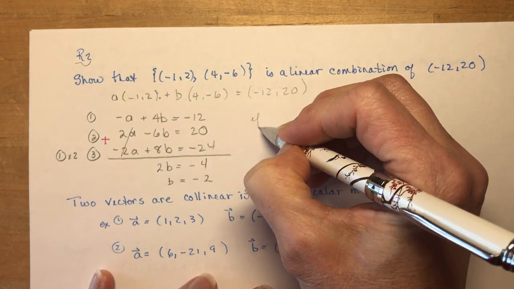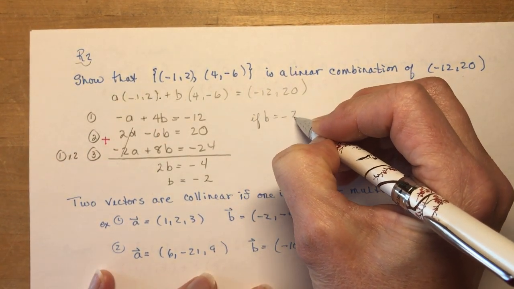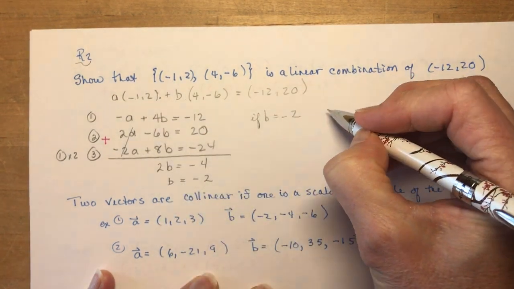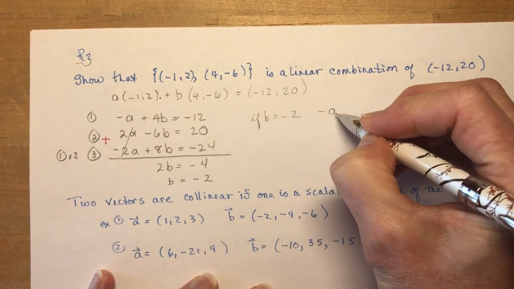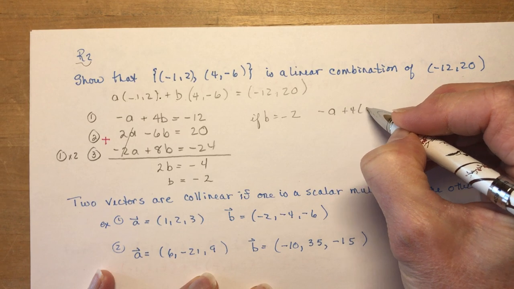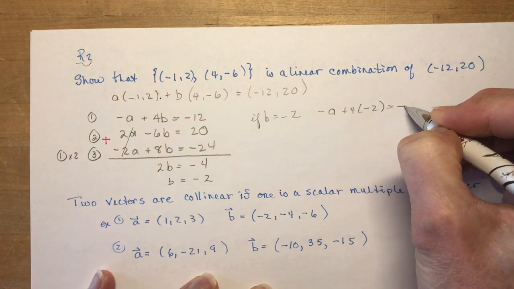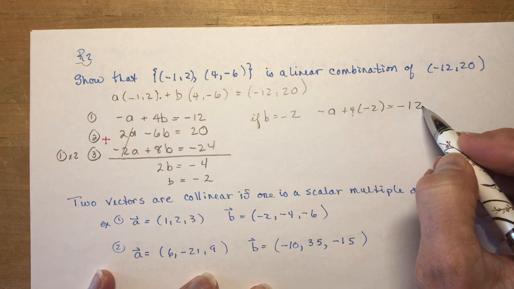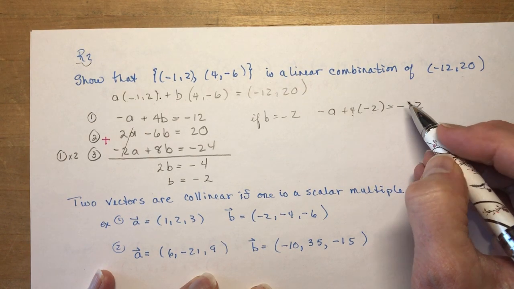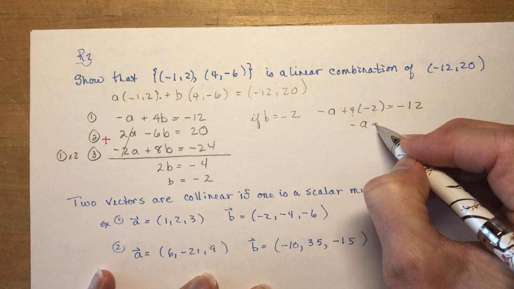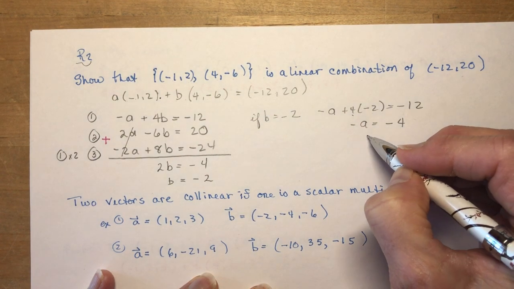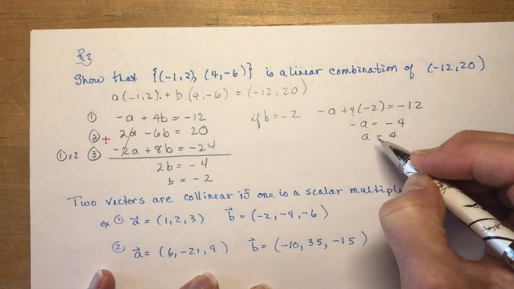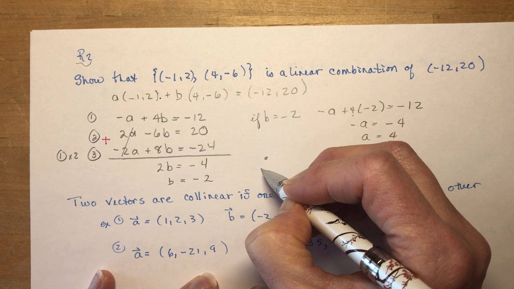Okay, so if B equals minus 2, I can use one of these equations. I'll use the first one. Minus A plus 4 times minus 2 equals negative 12. That's minus 8. I add it to this side, becomes plus 8. So that's minus A is equal to minus 4. So A is equal to 4. And I make my concluding statement.